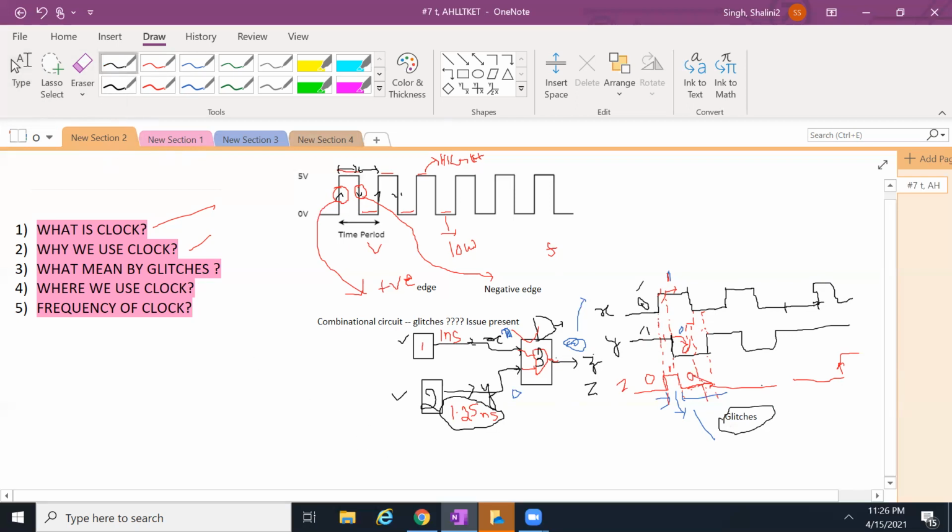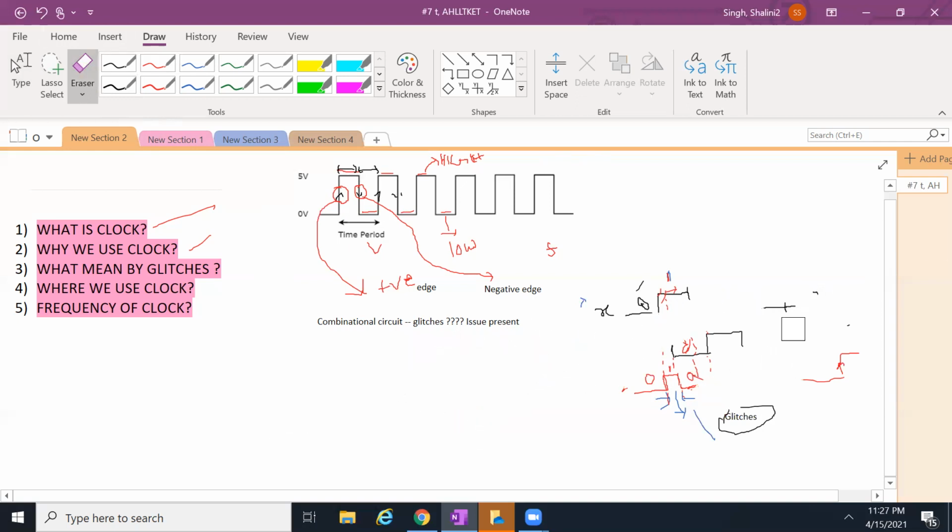One minute. Here I can erase it, so we'll get more space.